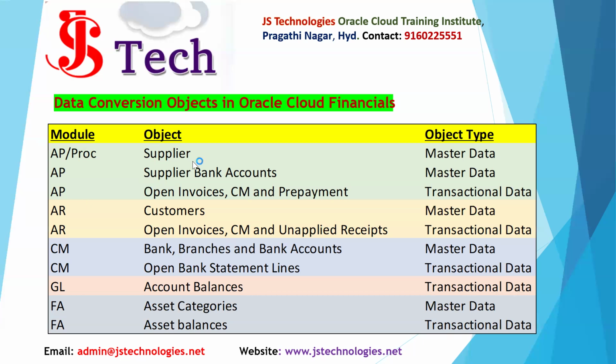In AP, primarily we have suppliers. Under suppliers, we have different objects. It is part of master data, and Oracle has given some predefined FBDI templates like supplier import, supplier address, supplier site assignments, and supplier contacts. These are the different FBDI templates, and these should be loaded in sequence one after another.